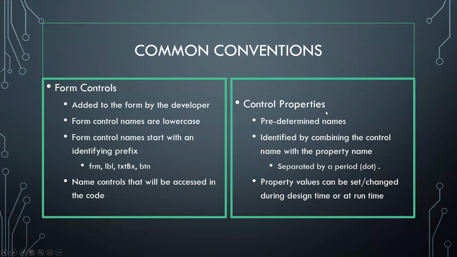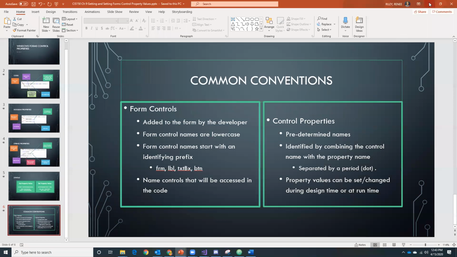Now, when we're looking at our controls, their properties are predetermined. We can't add a new property to a text box. We have to use the ones that are there. And like we've beaten to death, we identify those properties by combining the control name with the property name. And property values can be set or changed during design time or at runtime. So that means I can set a value when I'm designing the form, or I can update a property at runtime when I'm running the form. So again, those are just some things that we've already done.